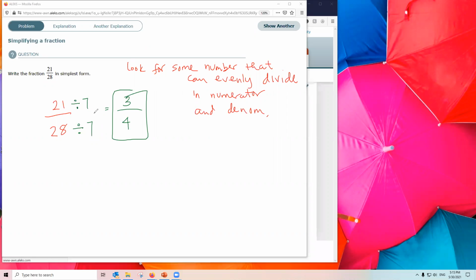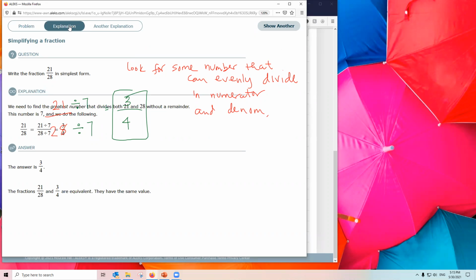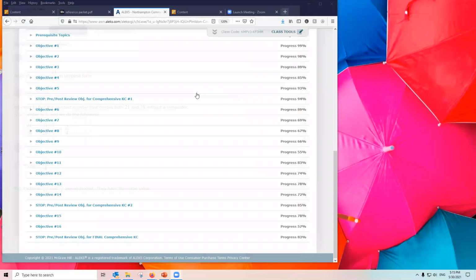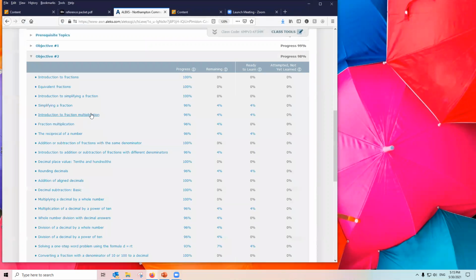Okay, and remember, folks, when you need a little extra help, be sure to come here to Alex and click on explanation. So if you'll notice here, this explanation will show you step by step how to find the greatest number that divides into both 21 and 28. We use 7, so they show you dividing the top and the bottom by 7. Okay, so use these explanations anytime you need some extra help. All right, let me go back.